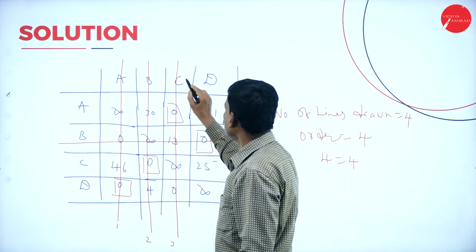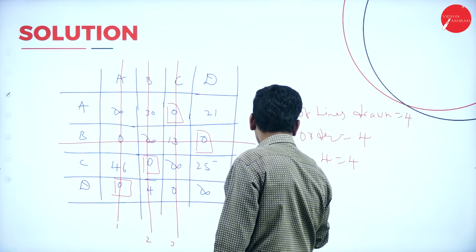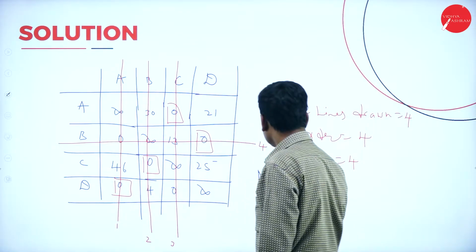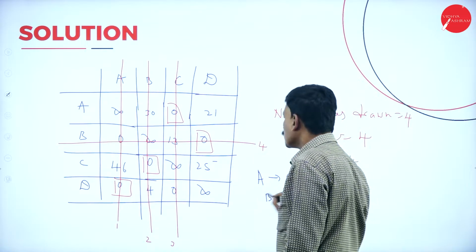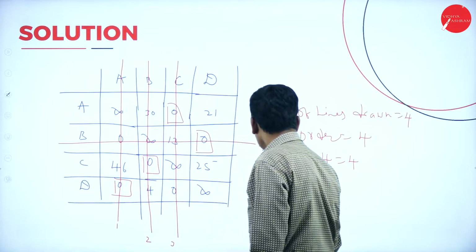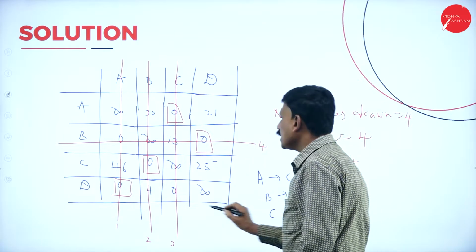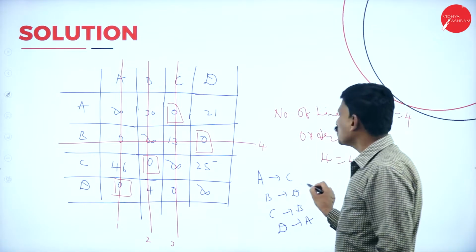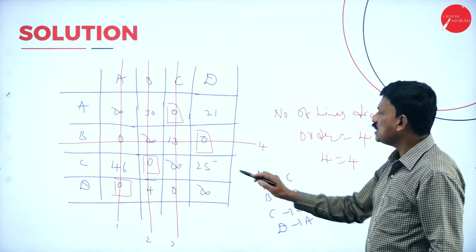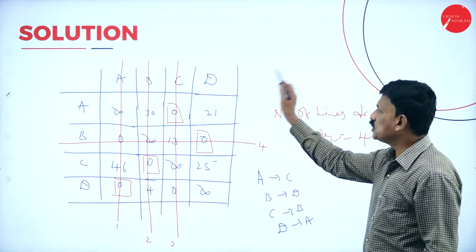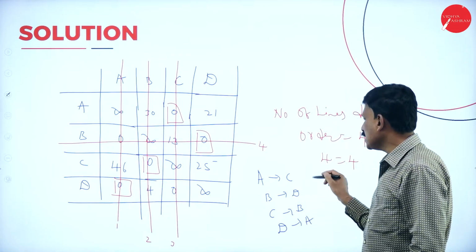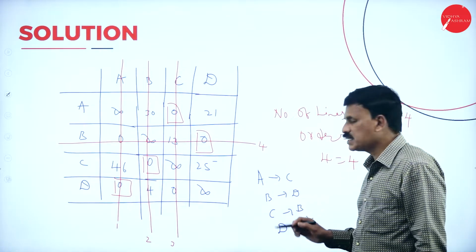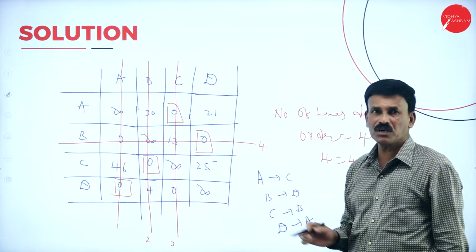Now A to C, again B to D, then C to B, again D to A. See, A to C, B to D, C to B and D to A. That means he has visited each and every city only once. A to C, B to D and C to B and D to A. Now just substitute the values, that's it.